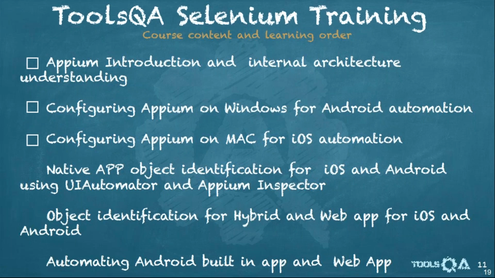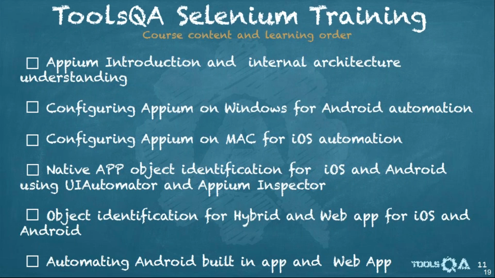Next we have the native app object identification for iOS and Android using UI Automator, the tool which Viren just showed you. And there is also one more option that we have, Appium Inspector, right? So we will use those two tools and we will show you how you can identify the objects in the device, and we will do it for all the different types of application, whether a mobile site or a native or a hybrid app.